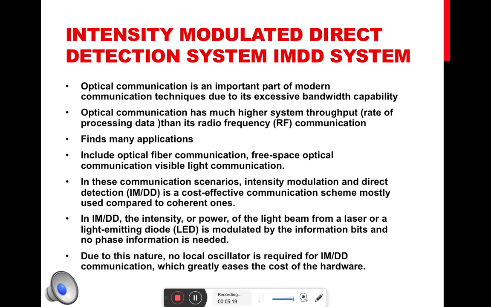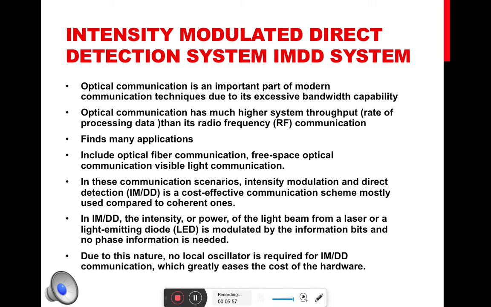So what are the advantages of an intensity modulated direct detection system? Intensity modulation is nothing but the optical power or optical intensity being varied depending upon the modulating signal. This variation in intensity of the optical power can be easily detected by the direct detection system. In the direct detection system, you have an optical detector.